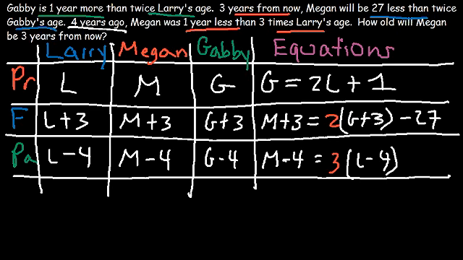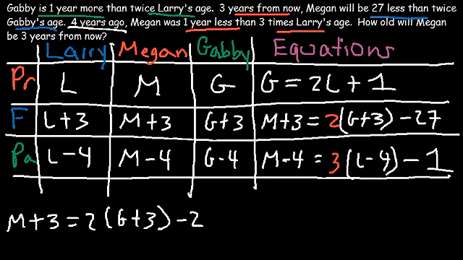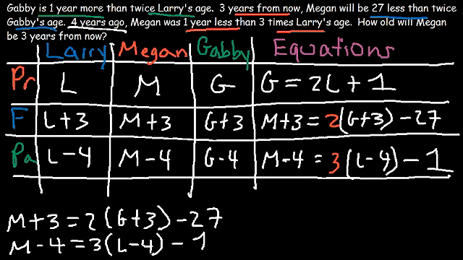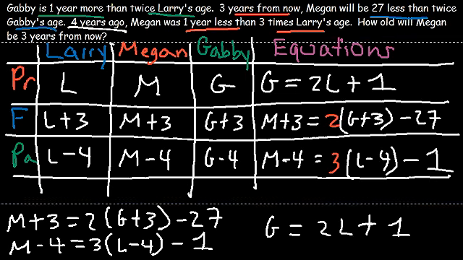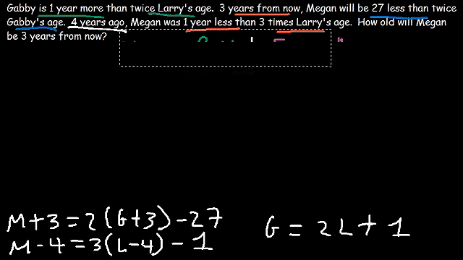So she's 3 times his age, less 1. So now that we have the 3 equations, we don't need the table anymore. So let's write the 3 equations first. M plus 3 is equal to 2 times G plus 3 minus 27. M minus 4 is equal to 3 times L minus 4 minus 1. And also G is 2L plus 1. So we have 3 equations and 3 variables. Let's solve the system of equations.